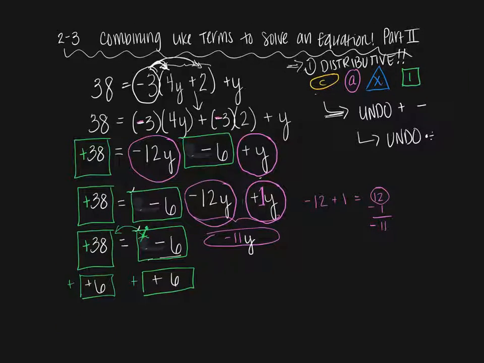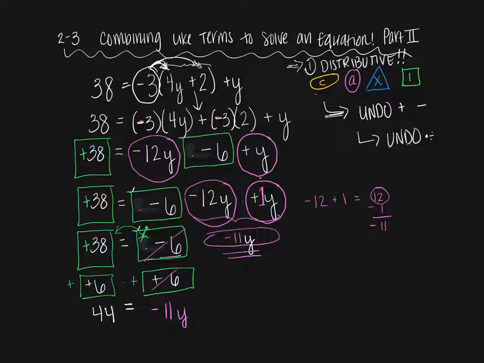So that is going to give me, good, I'm glad you guessed it. It's going to give me 44 equals -11y, because these cancel out, and all I'm left with is this guy.